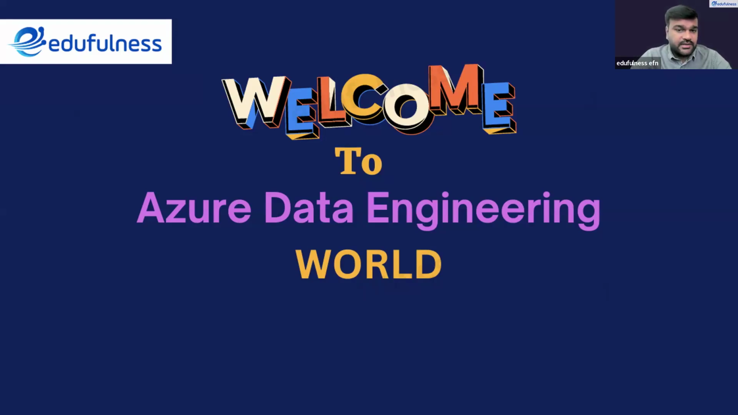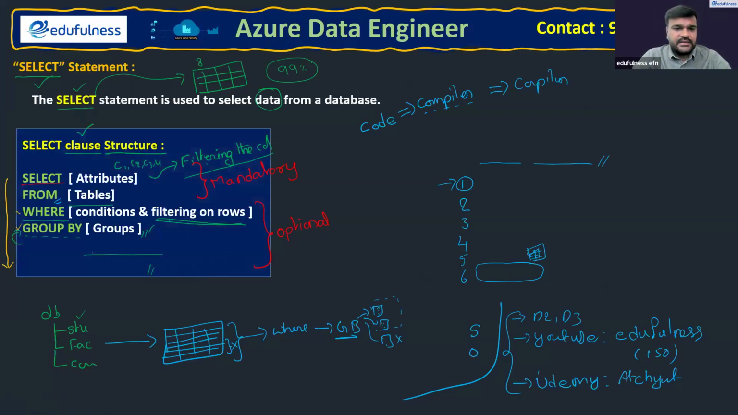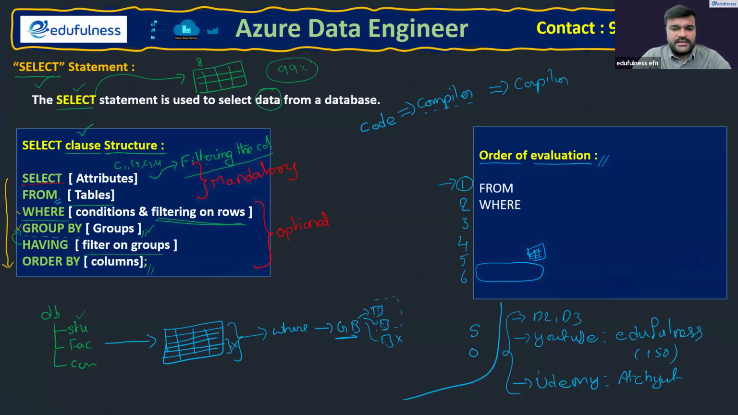But the number of clauses, how many there are, what their meanings are broadly, and their order of evaluation on the compiler side, we have seen yesterday. This order of evaluation is very important. But every clause we are going to see in a separate class, which is very important as a data domain developer. We are going to see them one by one.